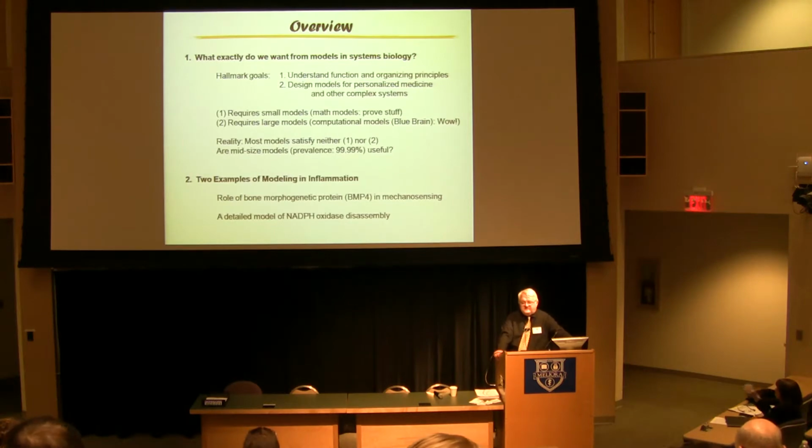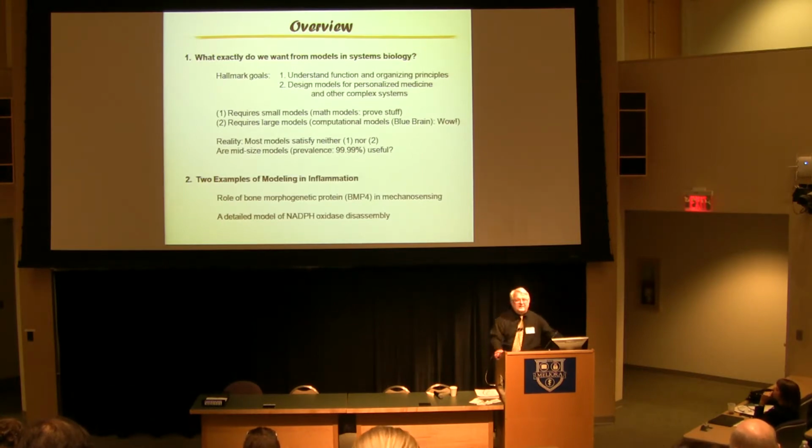Now, it doesn't take much imagination to see that number one requires very small models. So you want to prove stuff, and you usually can only do that with small models. And number two requires very large models, because you want to put all the different aspects of a disease in there. And then if you want to personalize it, and there are 50,000 biomarkers, everything should be accounted for.